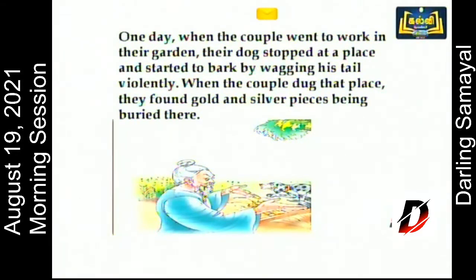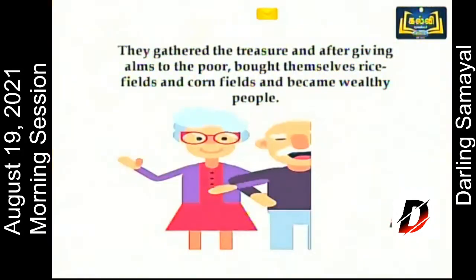When the old man started digging the particular place where the dog barked, he found innumerable gold, silver and many treasures. After collecting the treasure, after giving alms to the poor, they bought themselves rice fields and corn fields and became wealthy people.